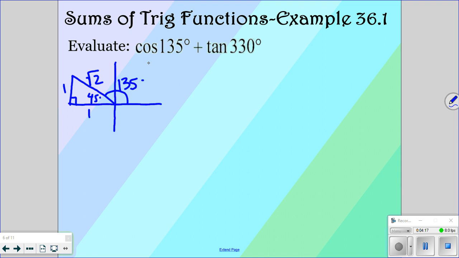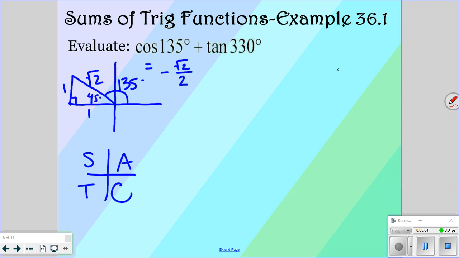And so we're looking for the cosine here. So cosine of 135 is going to be the same thing as cosine of 45, which is 1 over square root of 2, or square root of 2 over 2. However, we have to think about all, whoops, that should be an A. All students take calculus. In the second quadrant, sine is the only one that is positive. So cosine in the second quadrant is negative. So the cosine of 135 is actually negative square root of 2 over 2.